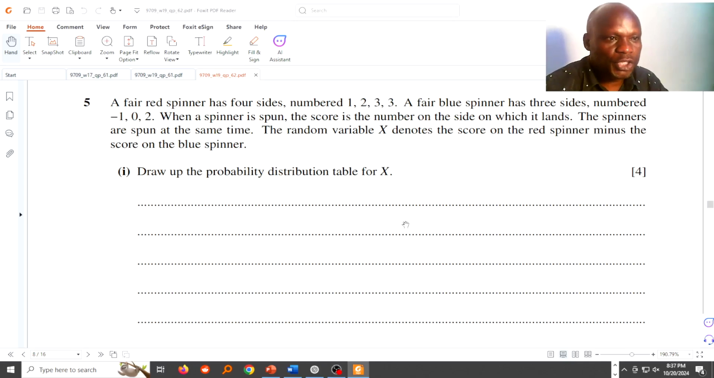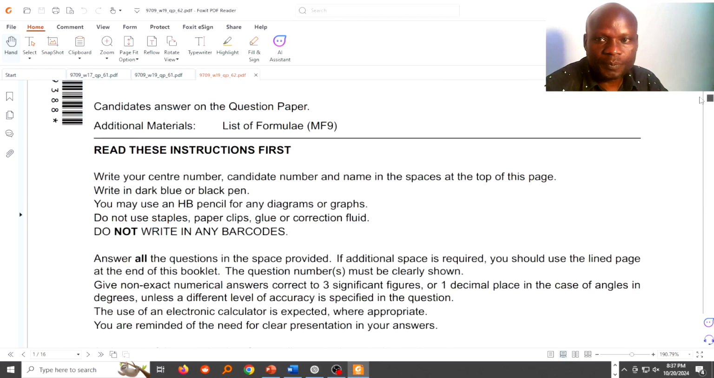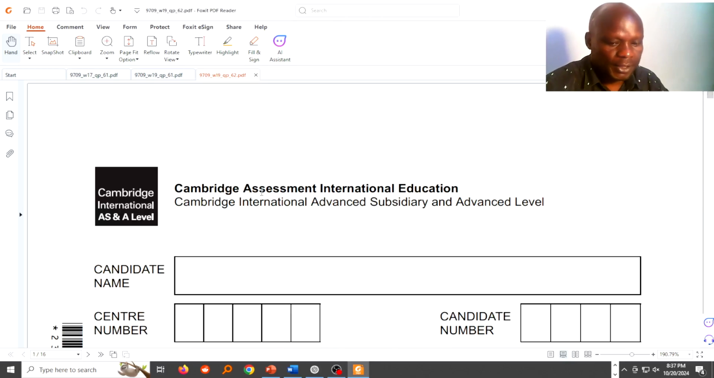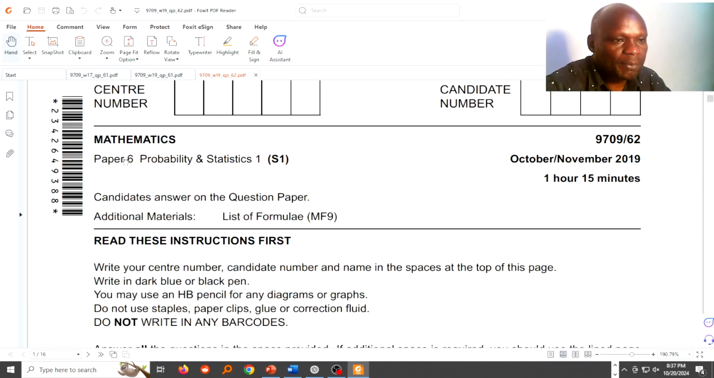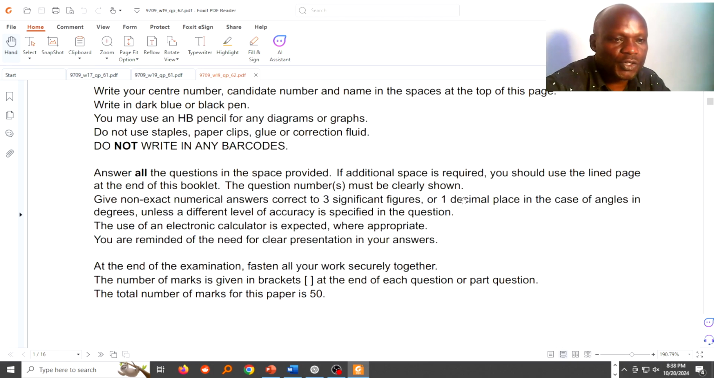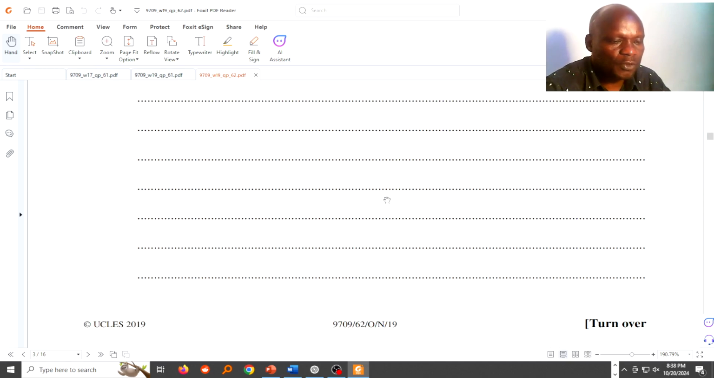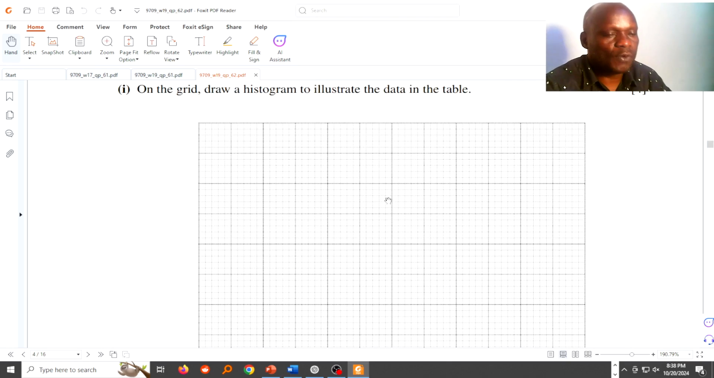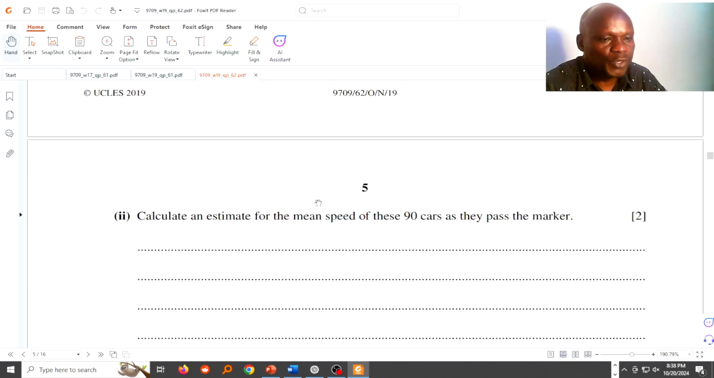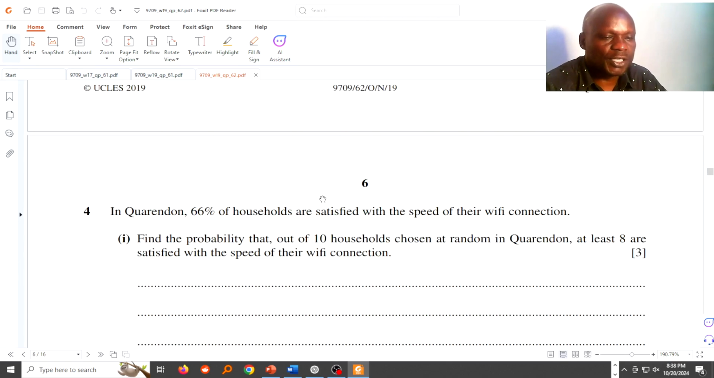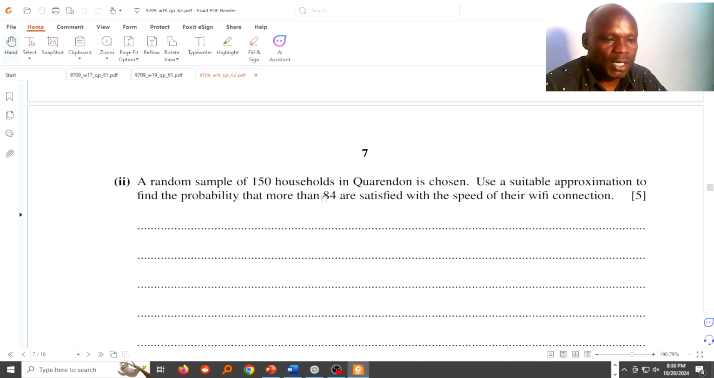Now, today's question comes from Cambridge International AS and A Level. The paper is Paper 6, Probability and Statistics 1 (S1), taken October/November 2019. The code is 9709/62. The question of interest is question 5, which is a continuation of our coverage of discrete random variables, considered in Paper 6, Probability and Statistics 1.